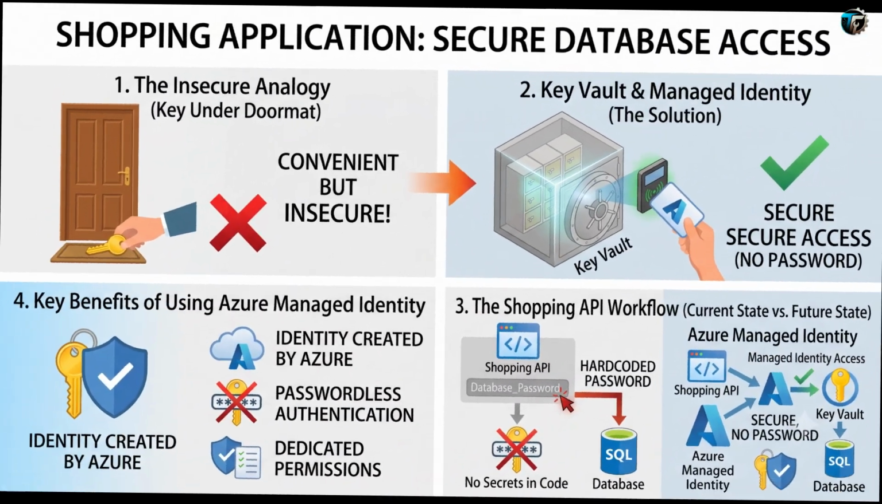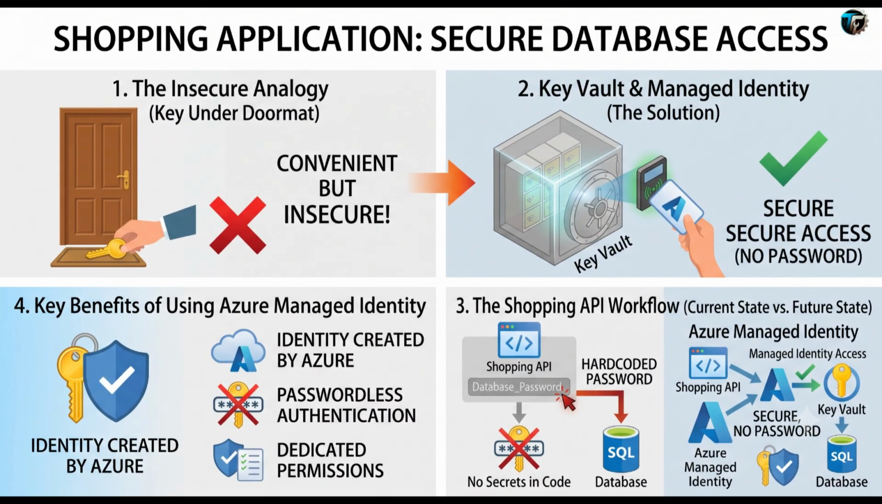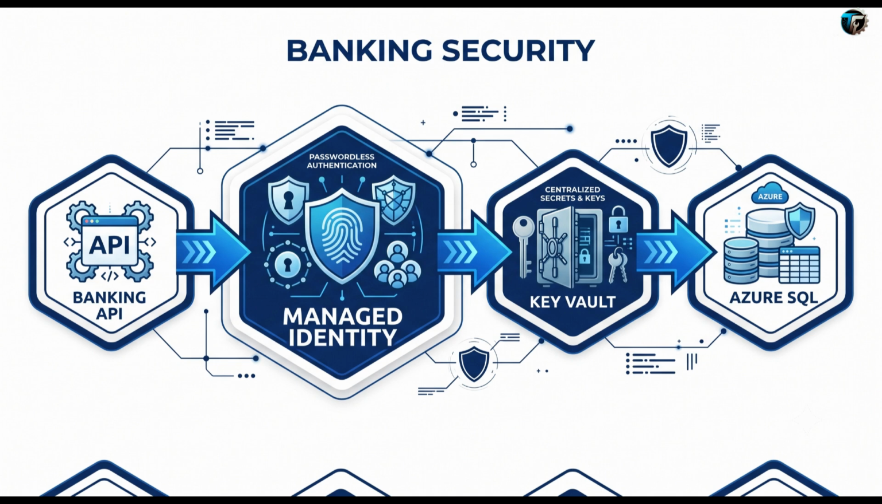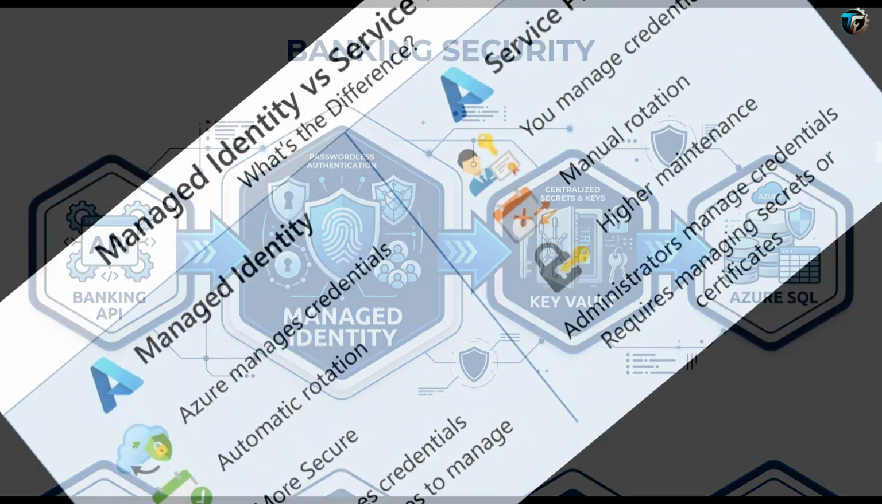Our shopping API needs a database password. Instead of storing it inside code, it accesses Azure Key Vault using managed identity. No passwords. No secrets in code. Far more secure. Banks rarely allow passwords inside applications. Instead, the banking API authenticates using managed identity. Azure verifies the identity and grants access only to the approved resources.